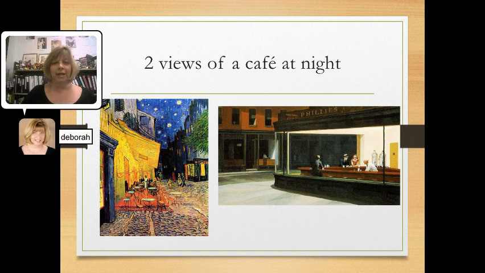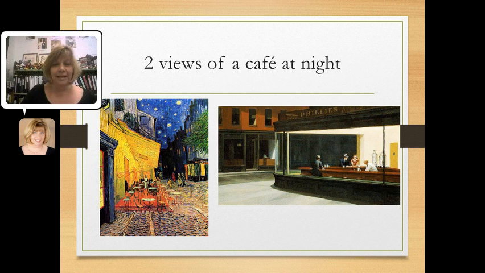Here's a visual way to think about it. On the left-hand side, you have a picture of a cafe at night by Vincent van Gogh. You'll notice this impressionistic style. Things are wavy and don't have sharp outlines. What stands out are the colors and the brightness of the stars, and then everything fades into black. You can't really see what you're looking at. So this painter was trying to capture the impression, the emotion of this particular scene.